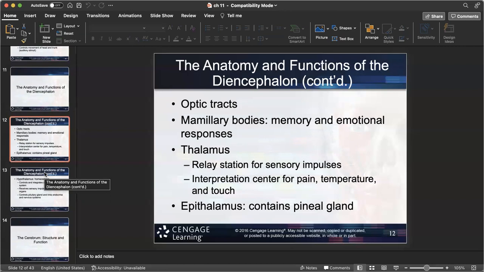The diencephalon is also home to the mammillary bodies, and the mammillary bodies are most associated with our ability to store memory as well as respond with certain emotions. The diencephalon will give rise to the thalamus and epithalamus. The epithalamus I highlight because it contains a very important endocrine gland, most responsible for the production and secretion of melatonin we talked about a couple of weeks ago. This is the pineal gland, and the pineal gland is found in the epithalamus of the diencephalon.